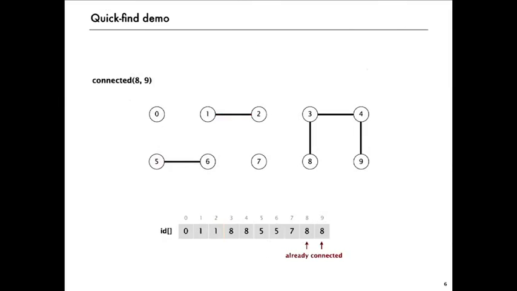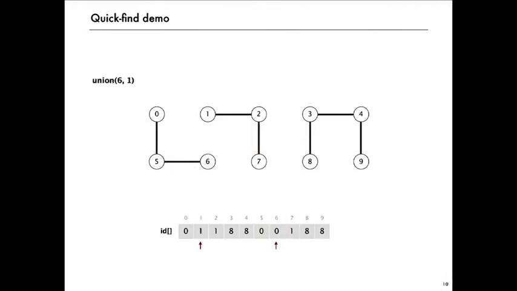8 and 9 are already connected. They have the same entries in the ID array, so that connected query, that find, says true, they're already connected. And 5 and 0 have different entries. They're not connected, so we'd return false in that case, not connected. And then if we want to connect 5 and 0, then, as usual, we'll connect the entry corresponding to both 5 and 6 to 0. 7 and 2, union 7 and 2, that's an easy one.